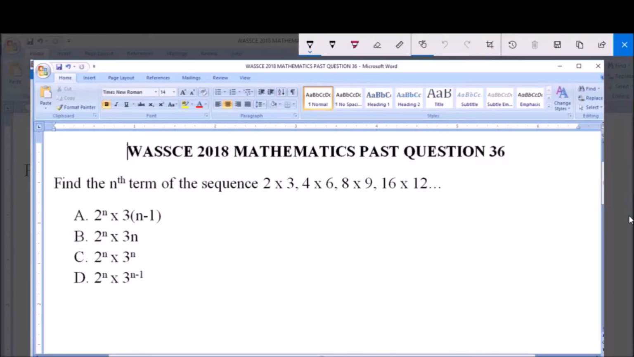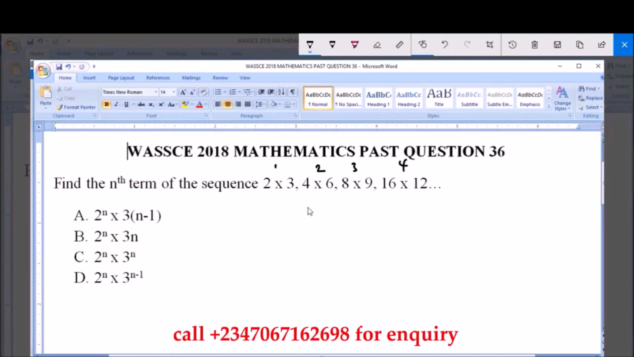Good day and welcome. I'll be answering WASSCE 2018 Mathematics Past Question 36. Find the nth term of the sequence 2 times 3, 4 times 6, 8 times 9, 16 times 12. Now looking at this sequence, you observe that this is the first term, the second, the third, and the fourth term. Now looking at this, you see that this first part of this sequence are in what?